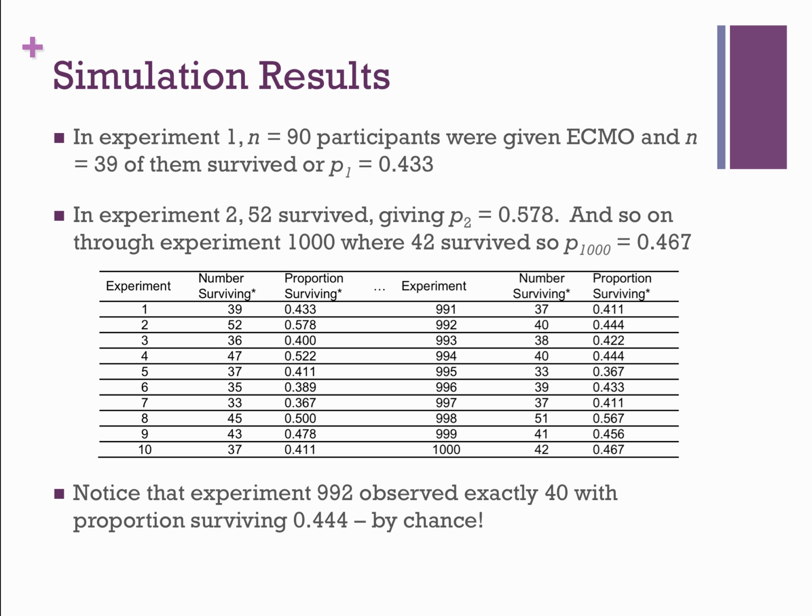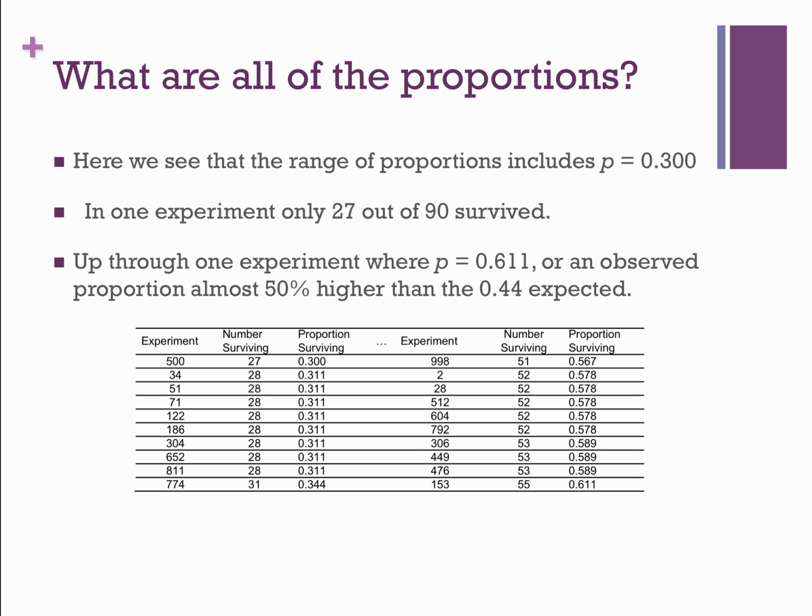If we put these in order, we can actually see how many of each number surviving we saw within our 1,000. So again, on the left is the lowest number surviving of 27. That only happened once. That's a proportion surviving of 0.3. So that's where I took my bag of coins and I dumped them on the table, and out of 90 coins, I saw 27 heads. All the way down to experiment 153, where when I dumped my bag of 90 coins, I saw 55 heads, or 55 survived, for a proportion surviving of 0.61.